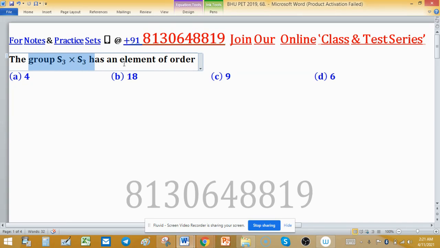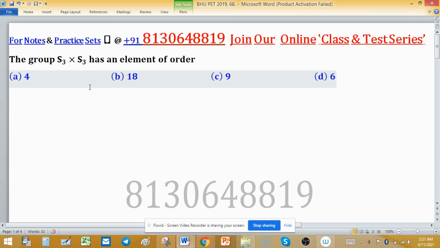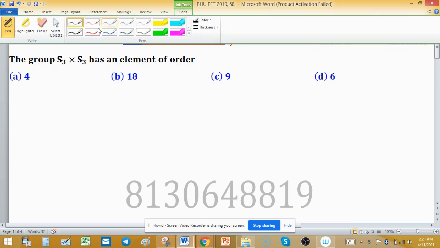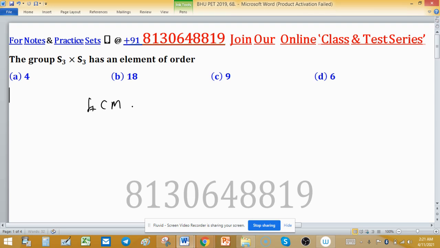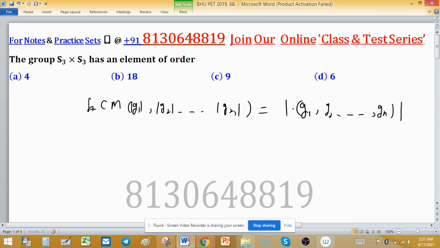The group S3 cross S3 has an element of order, meaning the possible order of an element in S3 cross S3. We know that this is a direct product of finite groups. In this, the order of an element in a direct product of a finite number of finite groups is the LCM of the orders of the components of the element. If (g1, g2, ..., gn) is an element, then the order of this element is the LCM of the individual component orders.